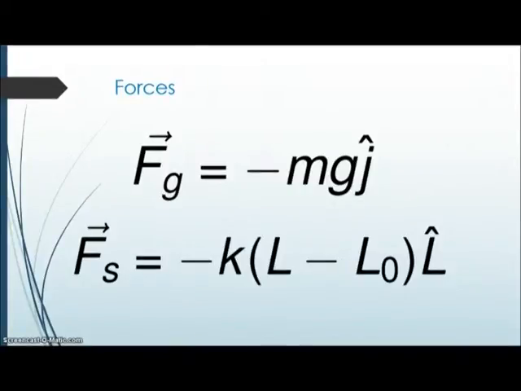These equations are the forces that we use. We have the force of gravity, which is simply negative the mass times gravity times a j-hat vector that gives it our direction. And our force of the spring is negative the spring constant times how far the rope is stretched, and this is the L-hat vector to give it direction.